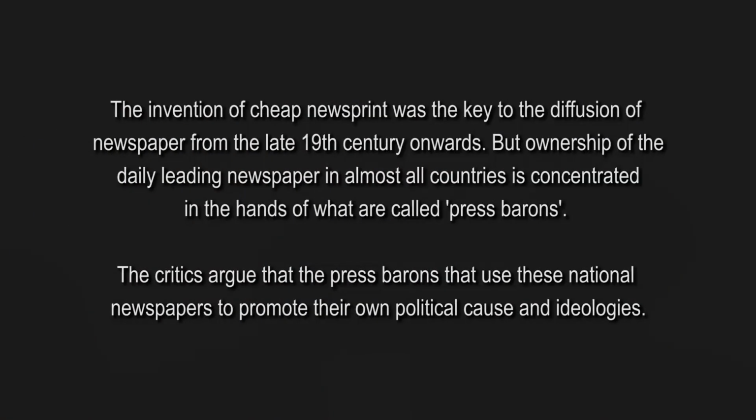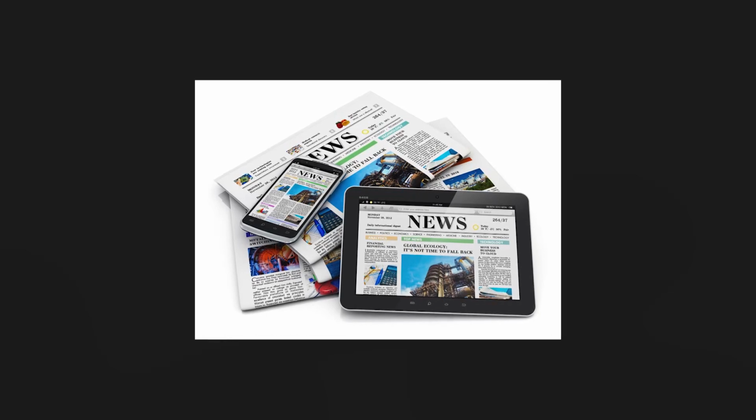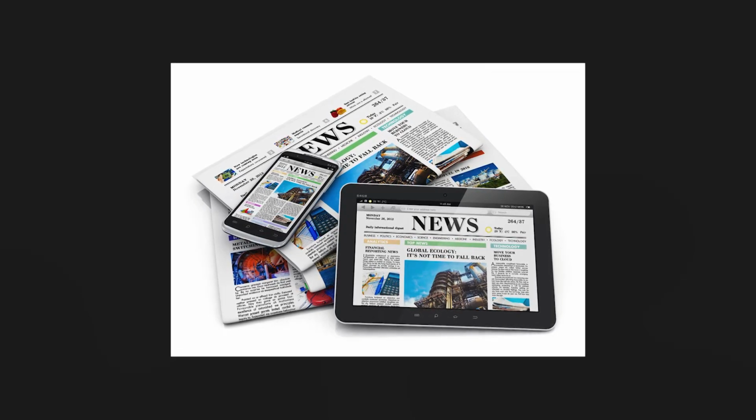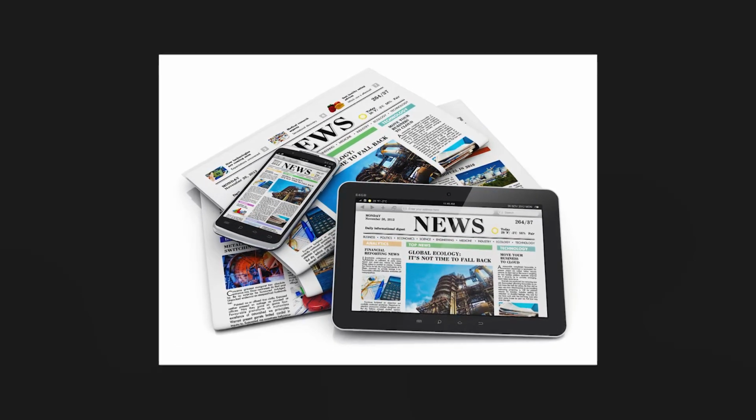The invention of cheap newsprint was the key to the mass diffusion of newspapers from the late 19th century onwards. But ownership of the leading daily newspapers in almost all countries is concentrated in the hands of what are called the press barons. The critics argue that the press barons use these national newspapers to promote their own political causes and their own ideologies. Newspapers have gradually lost popularity over the years, but if you look at the online internet news platforms, you would often find that they still use the format of newspapers, which reiterates the importance of newspapers in social life.